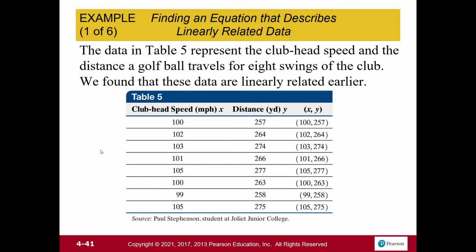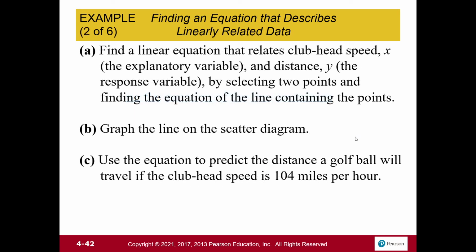So let's look at an example. Here we have two different variables, the club head speed and the distance. If you were to create ordered pairs, we would have 100 to 57, and so on all the way down. The first part is to find a linear equation that relates club head speed to the distance. Then you graph the line on the scatter plot and use the equation to predict the distance a golf ball will travel if the club head speed is 104 miles per hour.